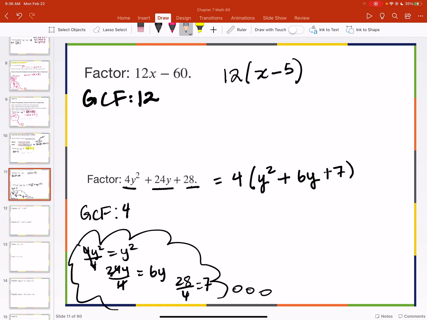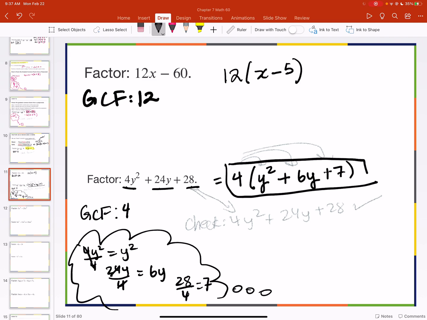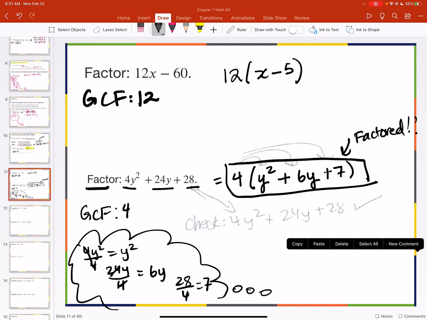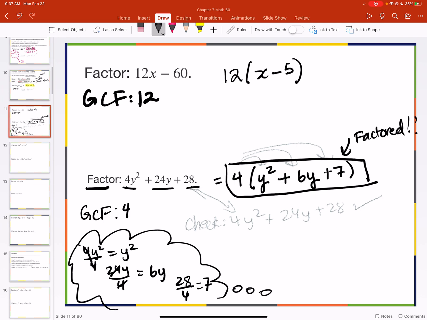And then if you want to check it, you just redistribute it. Go backwards. 4y squared plus 24y plus 28. And then you notice that they're exactly the same. So yes, that's your answer. This one right here is your answer, right? This is factored form. So when they ask you to factor, you present something that is a product. Let's do a couple more examples for funsies.